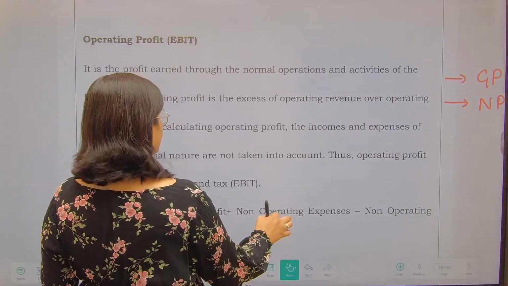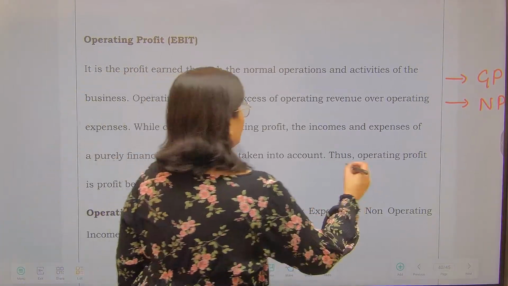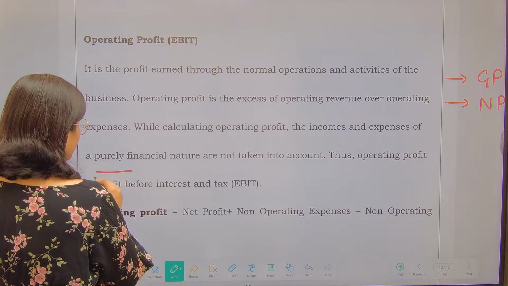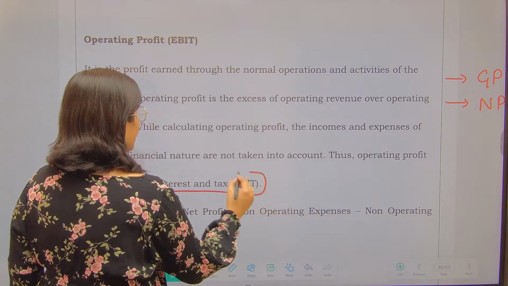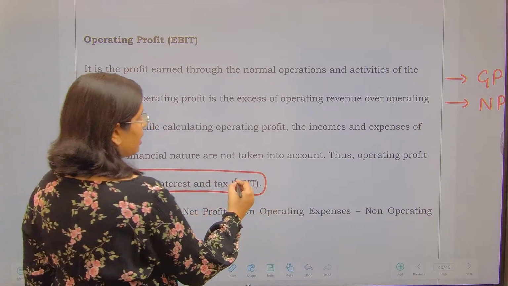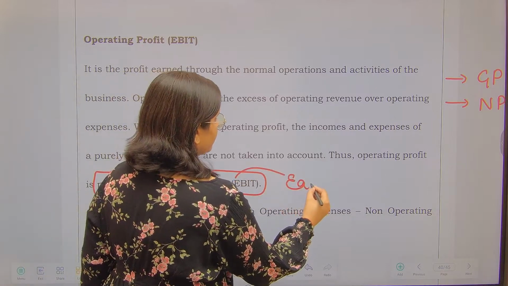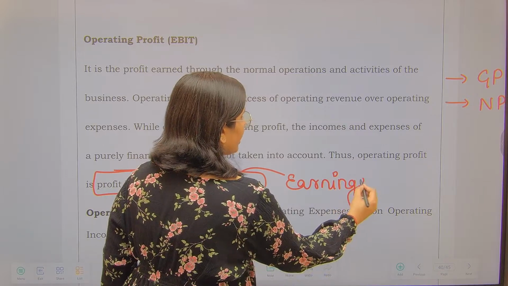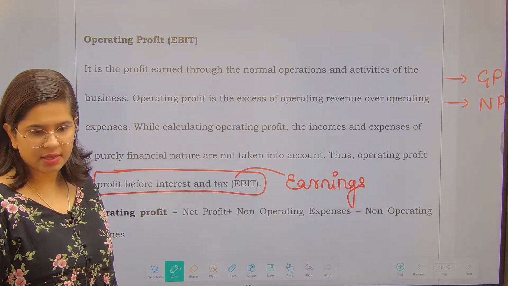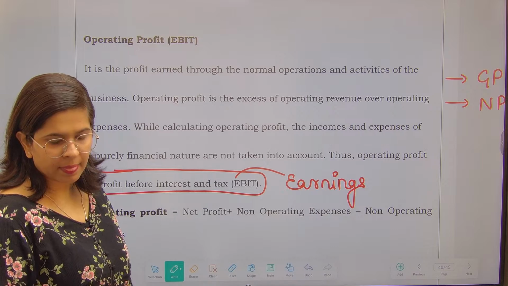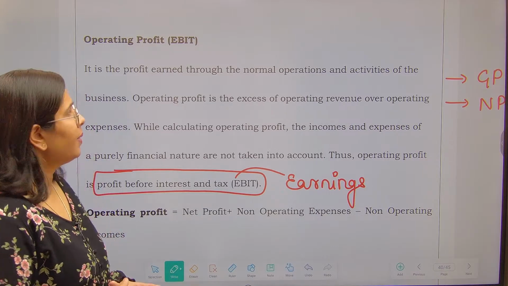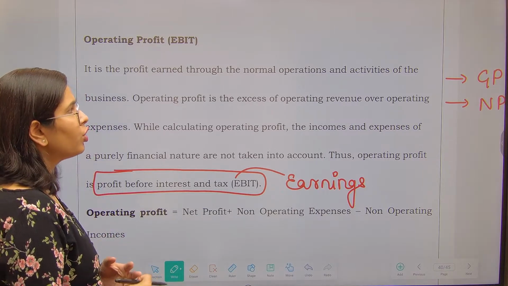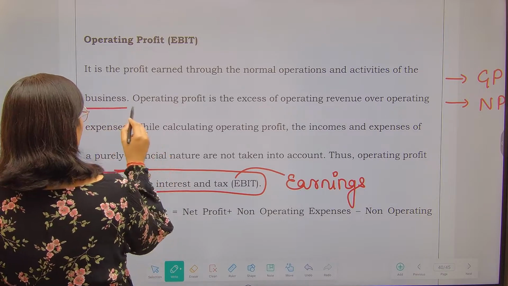EBIT full form is earnings before interest and tax. E means earnings. It is also called profit before interest and tax. So operating profit is the profit earned through the normal operations and activities of the business.